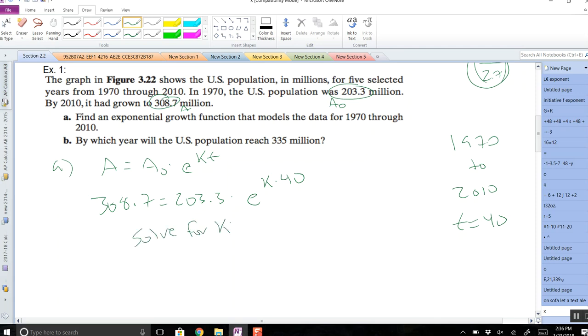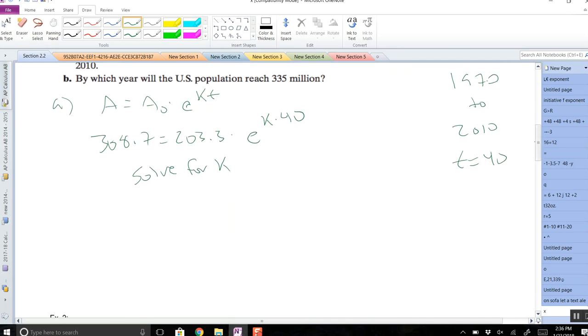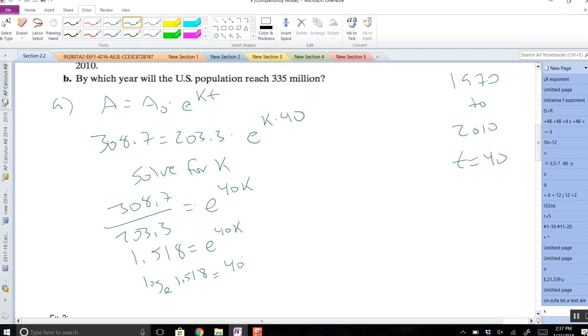This is pretty similar to what we've done in other lessons. Just got to divide both sides by 203.3. So 308.7 divided by 203.3 equals E to the 40k. So 308.7 divided by 203.3, 1.518 equals E to the 40k. And that's with log base E, 1.518 equals 40k. By the way, log base E is ln, in case you're curious.